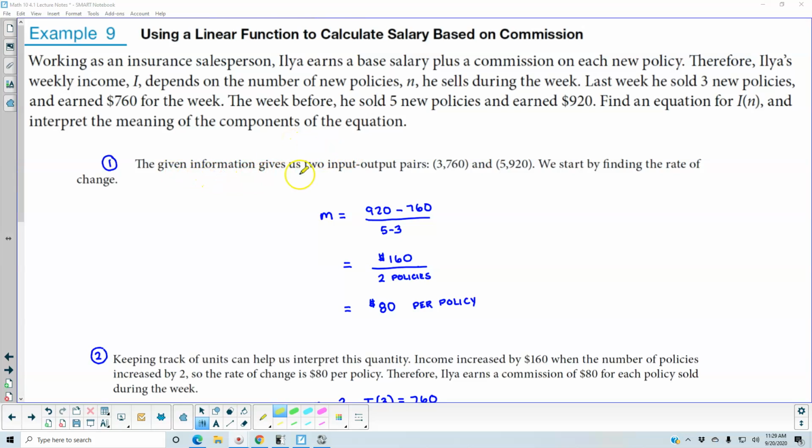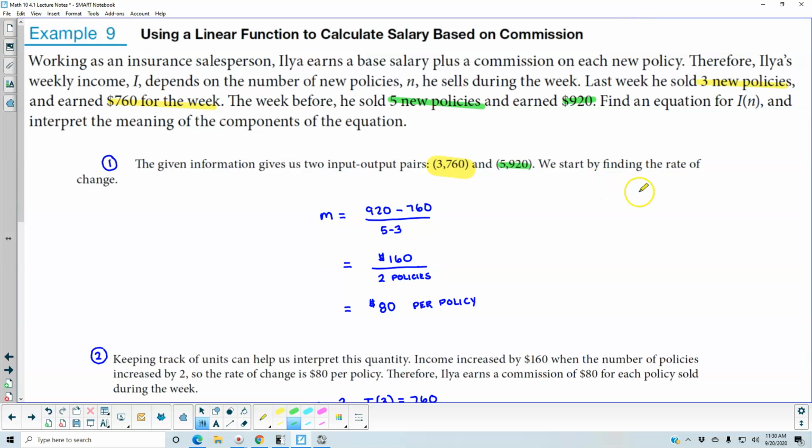So, the information gives us 2 input-output pairs. We can see last week he sold 3 new policies, where 3 is the input, and earned $760 for the week, where $760 is the output. The other ordered pair is 5, $920. So this week he sold 5 new policies, which is the input, and earned $920, which is the output.